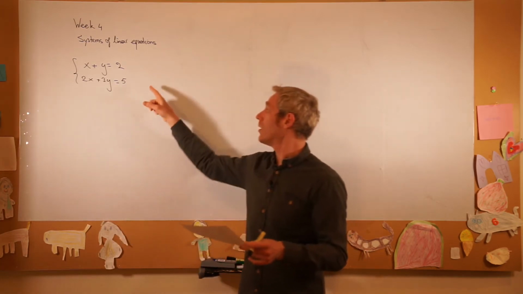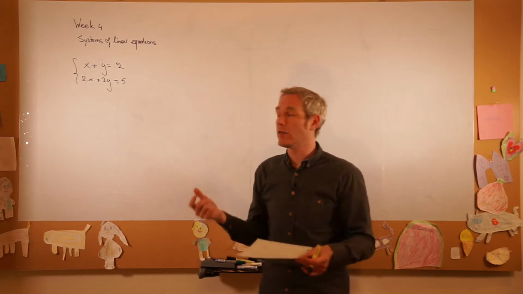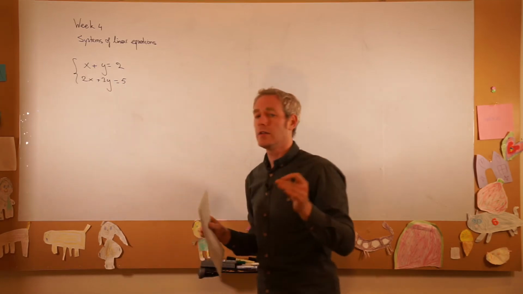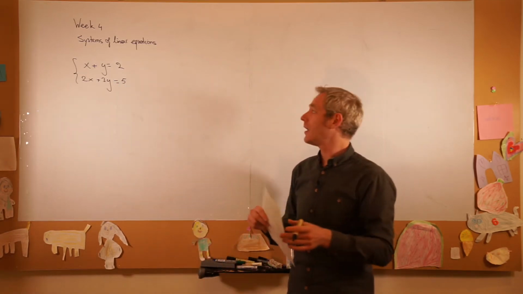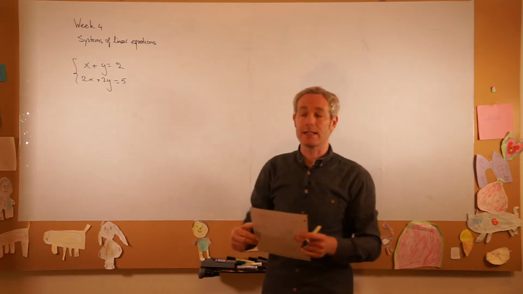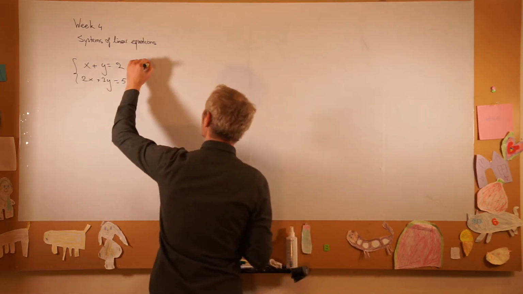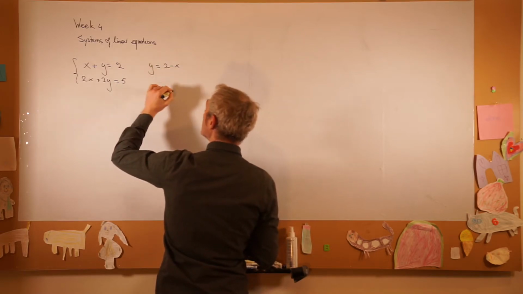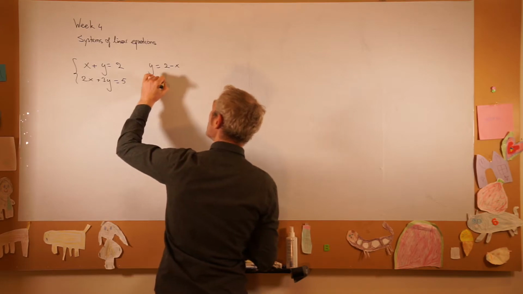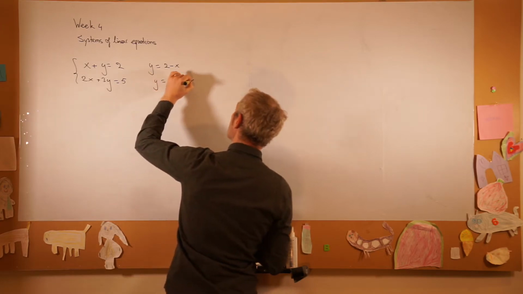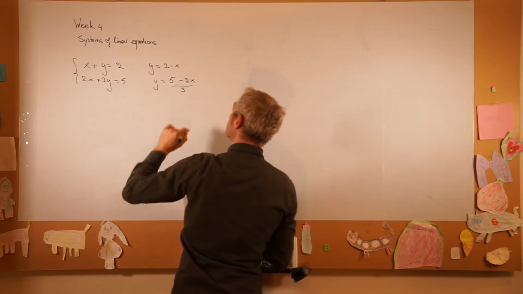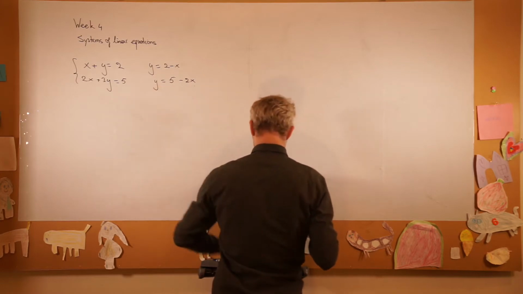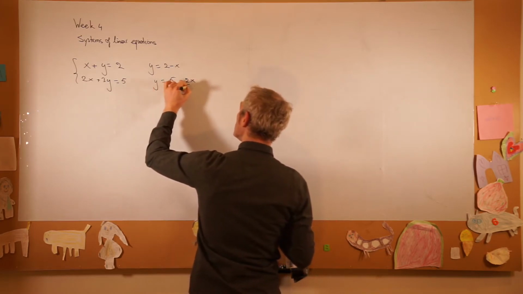But before we go into solving this, I want to give you a representation of what we're really looking for. So any equation like this can be rewritten as a line. So the first one is the line y is equal to 2 minus x. And the second one is y is equal to 5 minus 2x over 3, or slightly more easily written, 5 over 3 minus 2 over 3x.